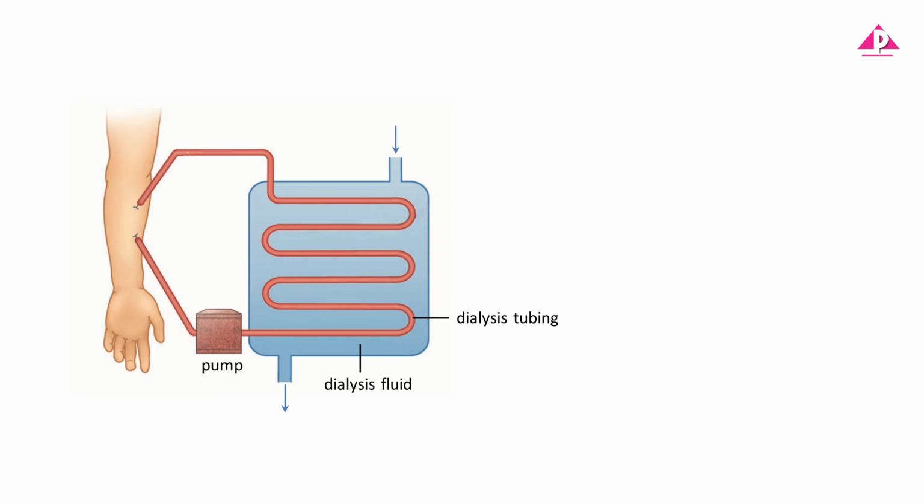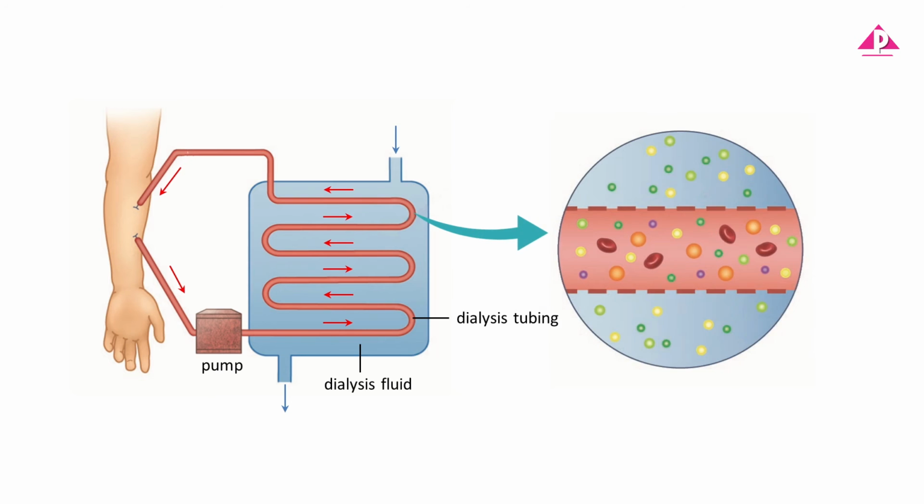Hemodialysis is carried out using a dialysis machine. The machine consists of dialysis tubing bathed in dialysis fluid. The dialysis tubing is differentially permeable. As the patient's blood passes through the dialysis tubing, metabolic wastes diffuse from the blood to the dialysis fluid down the concentration gradient.